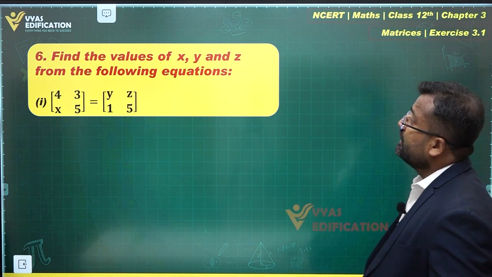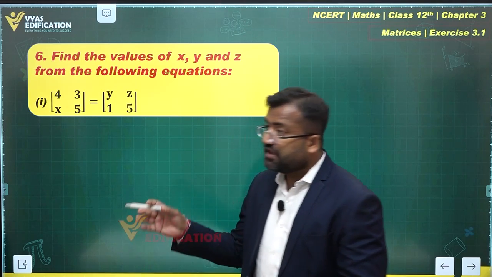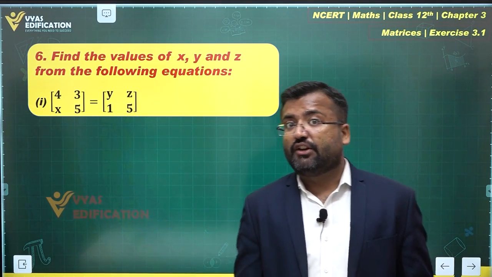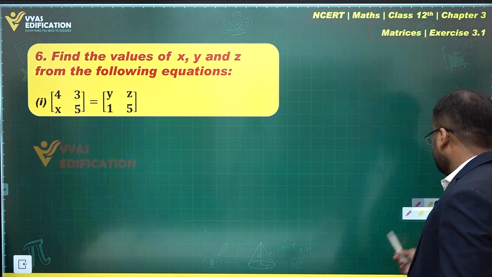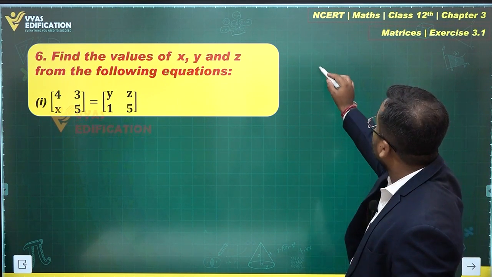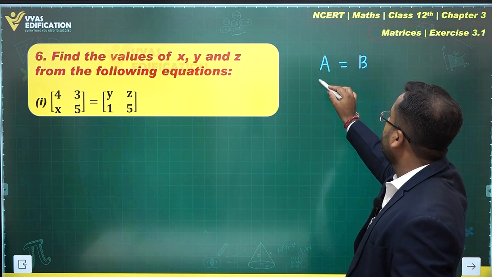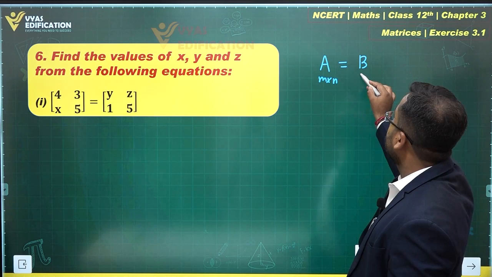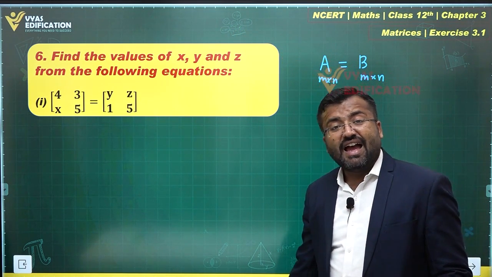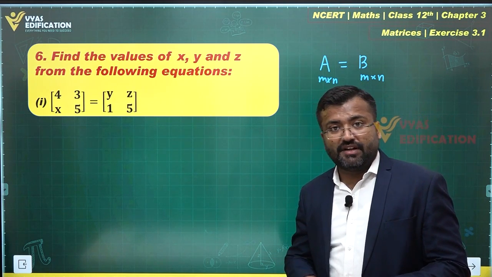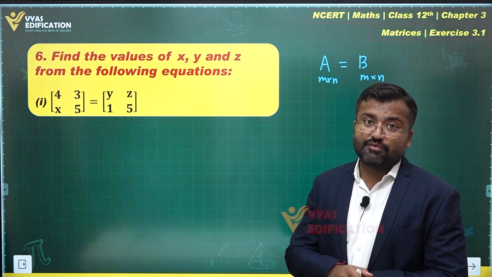Let's take a look at this question. Find the values of x, y and z from the following equation. Okay. Two matrices are given equal. Now, when two matrices A and B are said to be equal, the order should be exactly the same, first thing. And each and every corresponding element should be equal to each other, right? Basically, corresponding elements are supposed to be equal.